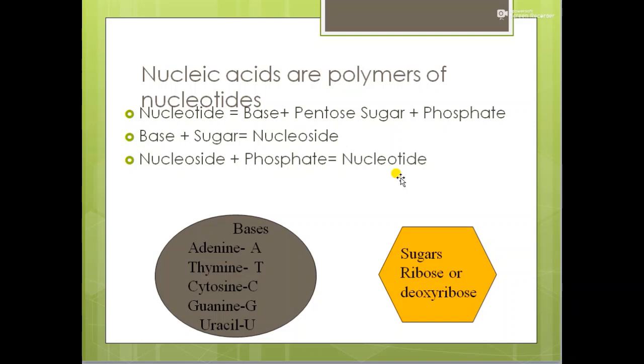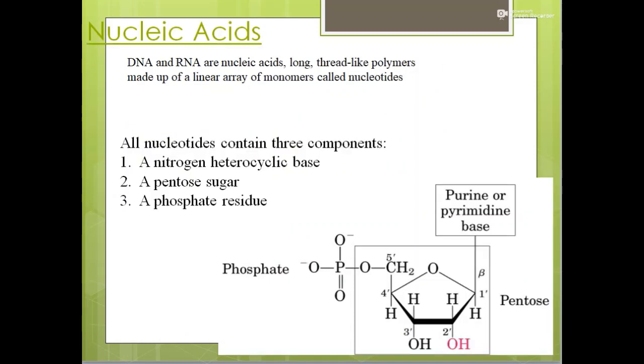So, when a base and sugar combine, we call it a nucleoside. And when this nucleoside combines with a phosphate, it is called a nucleotide. And when various polymers of nucleotides combine together, we get a DNA polymer. So these are the basic structural components of a DNA.